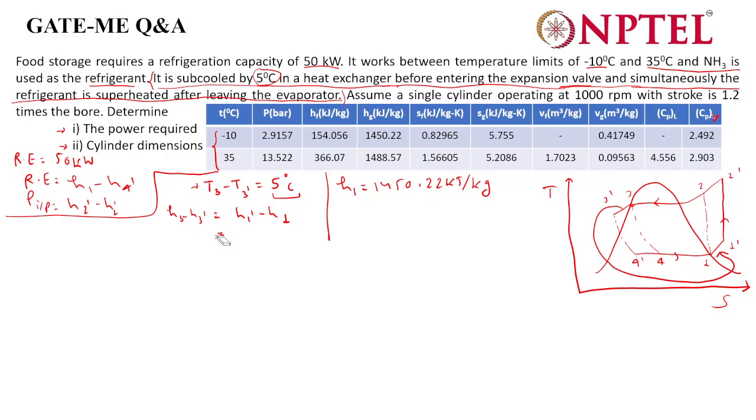Can you let me know the value of H1 dash here? Okay, step by step. What is H3 minus H3 dash? It is Cp of liquid, because here it is liquid at the temperature of 35 and this pressure. So this would be Cp into T3 minus T3 dash, and T3 minus T3 dash is given as 5 degrees Celsius, right? Yes, sir. So H1 dash minus H1 you can find. Cp of liquid you know, so how much is it coming?